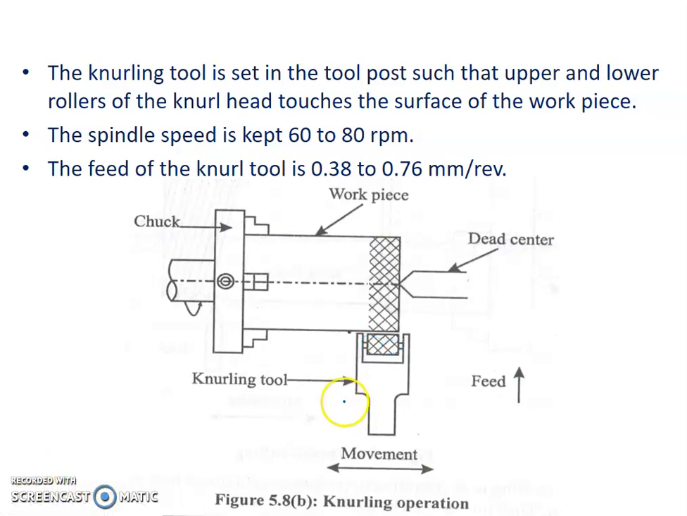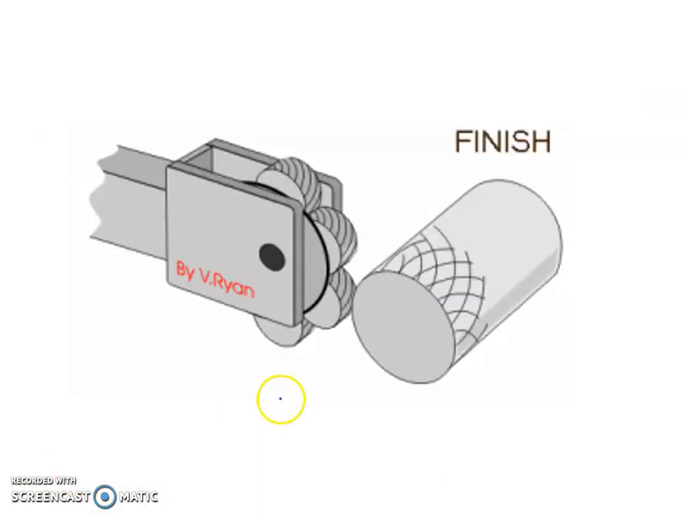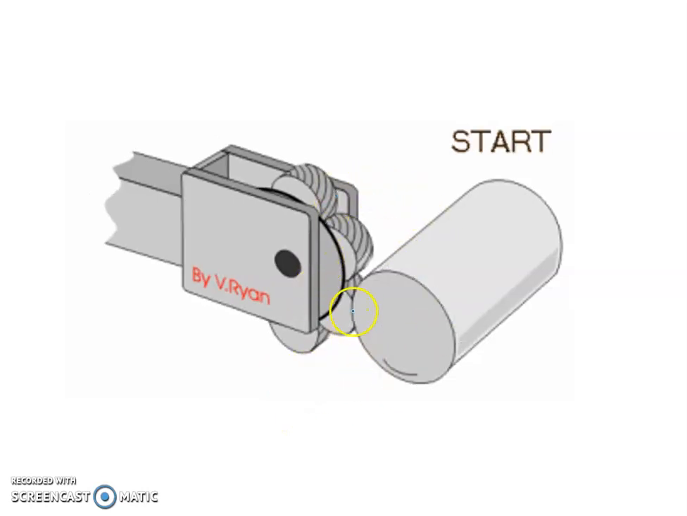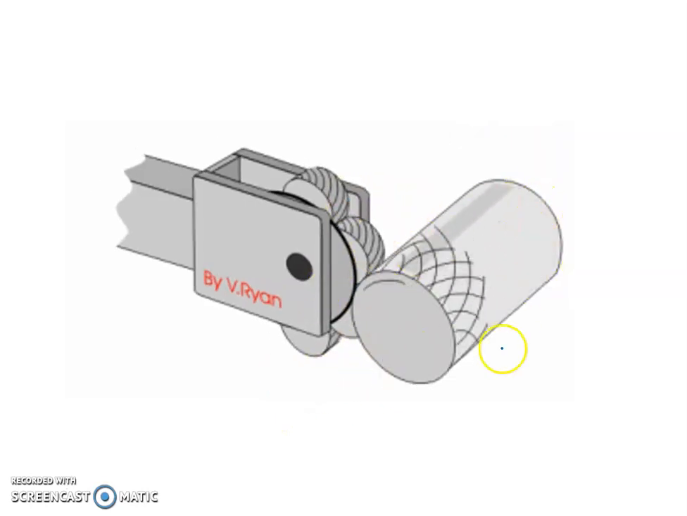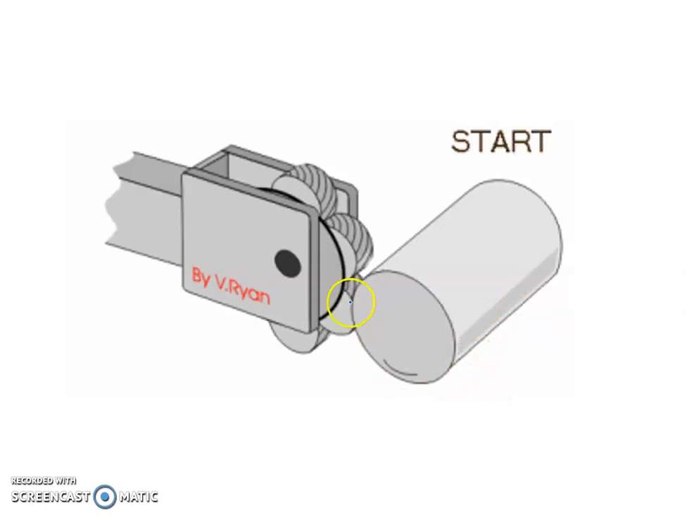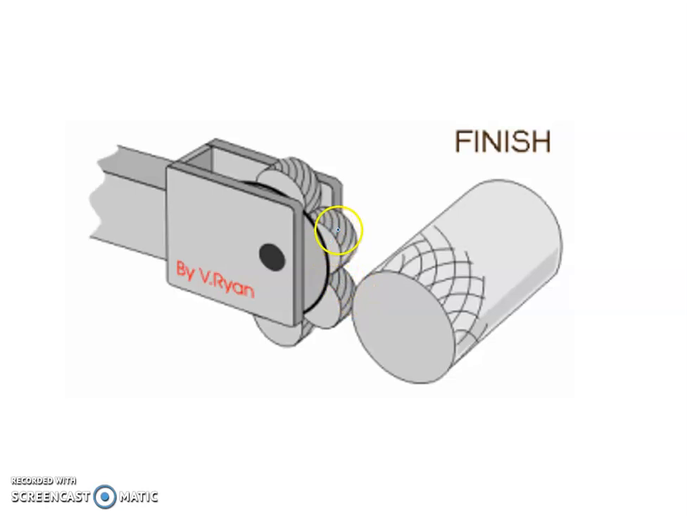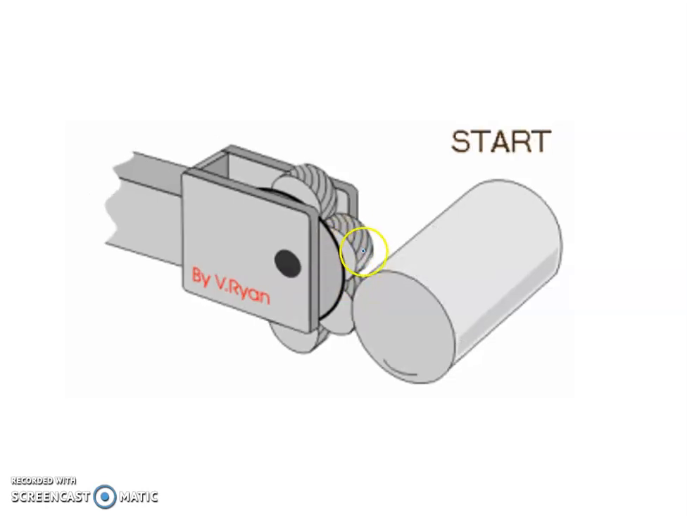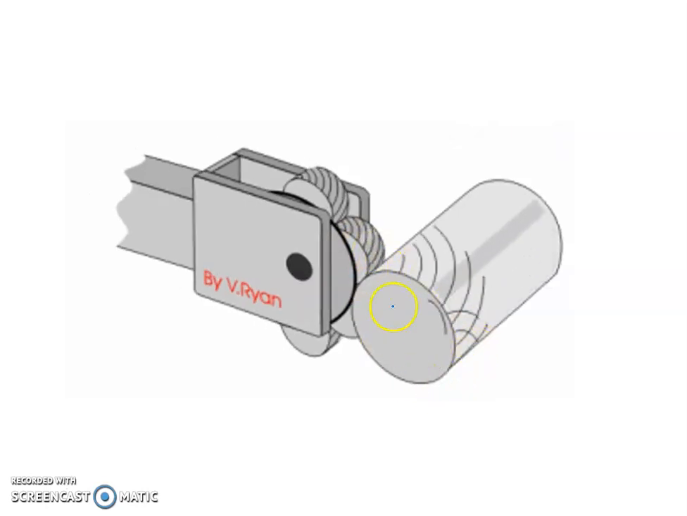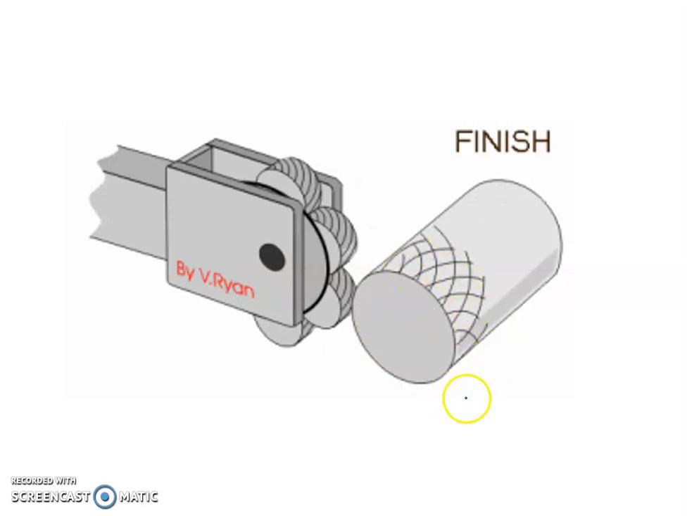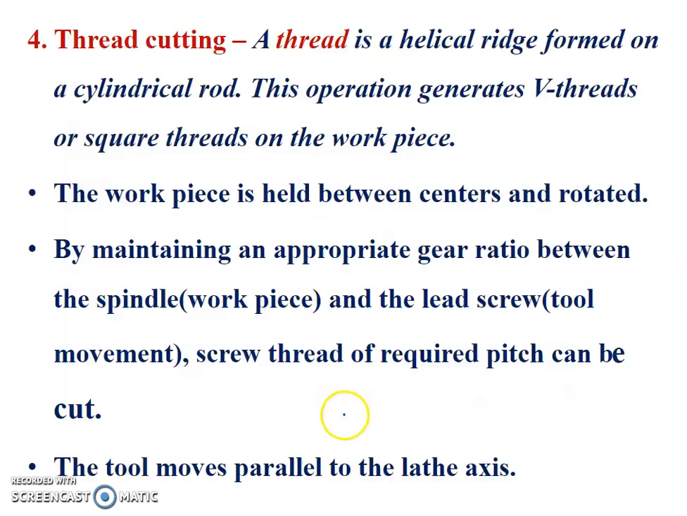Next we'll go to the next operation. Before that we can observe here how the knurling is done on the cylindrical workpiece. So this is the knurling tool. It is pressing against the rotating cylindrical workpiece, and whatever impressions the tool has, the same impressions are produced on the external surface of the cylindrical workpiece.